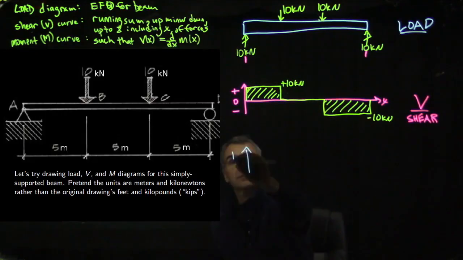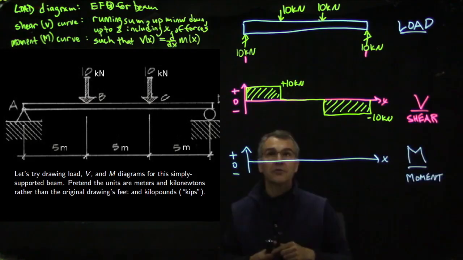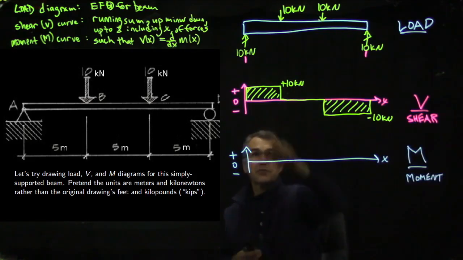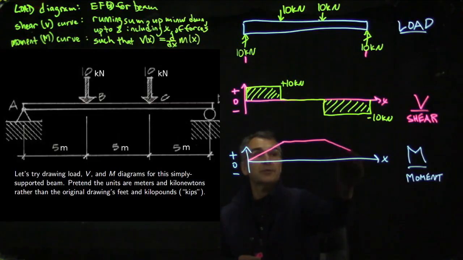Then we can draw plus, 0, minus, our x-axis. This is the bending moment. So we want the curve whose derivative is this curve. We start out at 0 because it's a simply supported end. So we have a positive slope here, and then we have 0 slope here, and we have a negative slope here. Then this just fills in the area down here.